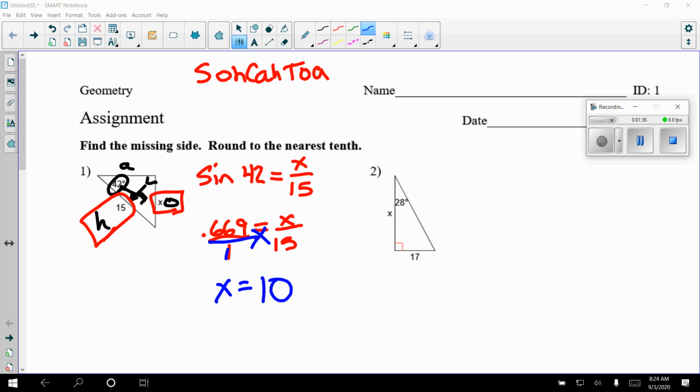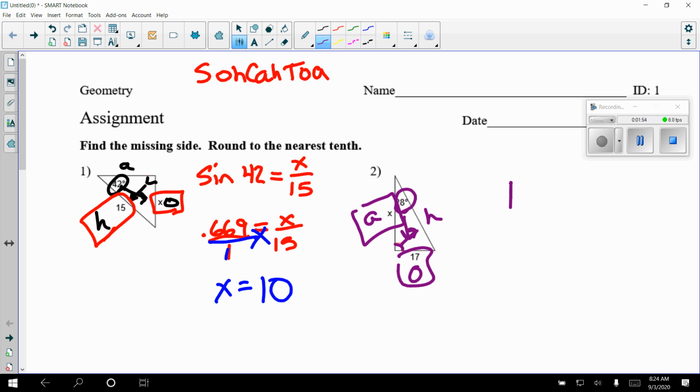So let's look at the second one here. There's the right angle. So across from that is the hypotenuse. And there's the reference angle. So that would be opposite. So what's left over is adjacent. So the two things I care about are A and O. So that would be tangent.